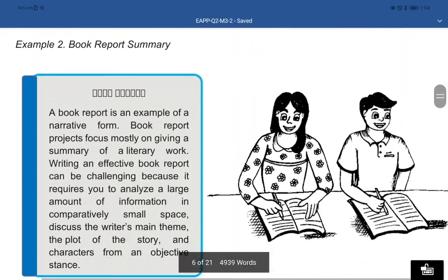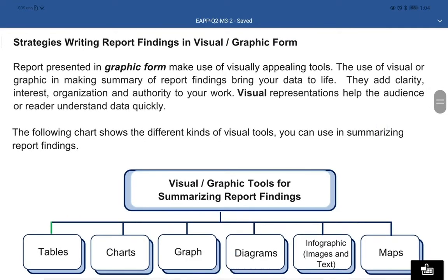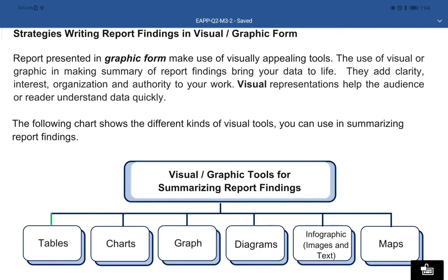Okay? So again, these 3 strategies, 5 W's, 1H, first, then, finally, and give me the gist, are your strategies to summarize the results of your report in narrative form ng pa-text. Okay? Siyempre, aside from narrative form, we also had the second one, which is writing report findings in visual or graphic form. Ito yung sabi ko kanina, gumagamit tayo ng pictures, lines, graphs, and other illustrations.